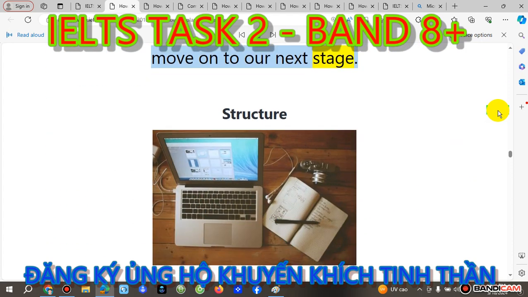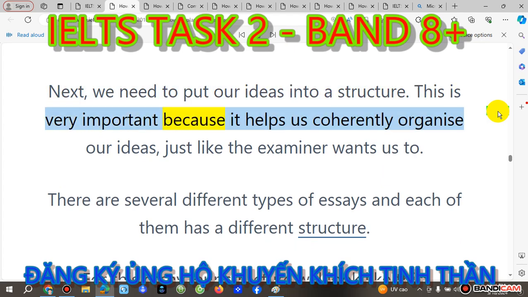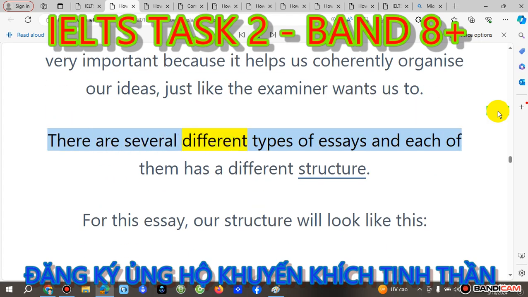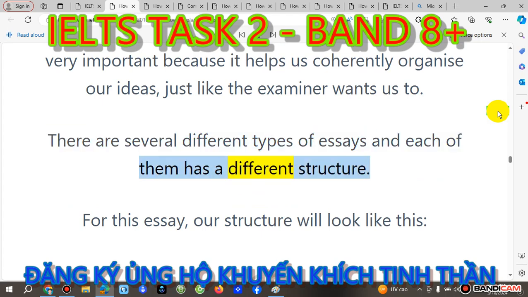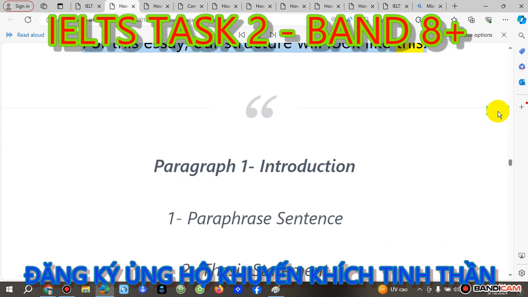Structure. Next, we need to put our ideas into a structure. This is very important because it helps us coherently organize our ideas, just like the examiner wants us to. There are several different types of essays and each of them has a different structure. For this essay, our structure will look like this.